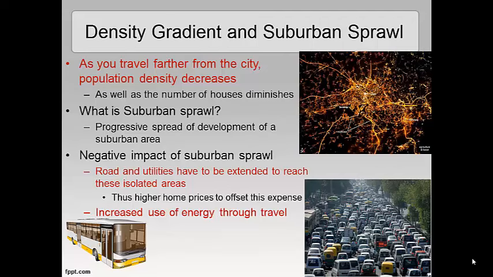All right, let's jump to suburban sprawl. So what is suburban sprawl? Very similar to urban sprawl. It's the progressive spread of development, but in a suburban area, all right? And yes, there are some negative impacts of suburban sprawl.